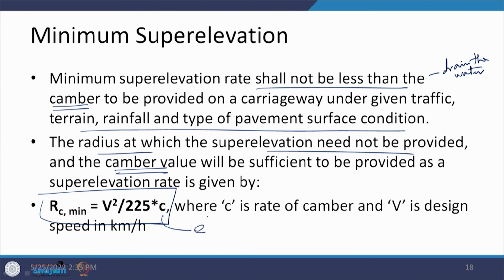So, instead of E, now we are considering C, where C is the rate of camber and V is the design speed in kilometers per hour. If you remember the rates of camber, in the case of expressways or multi-lane highways they were 2 or 2.5%. When we talked about the various other types of surfaces, thin bituminous, thick bituminous, earthen roads, gravel roads and all, we found that the values are increasing.